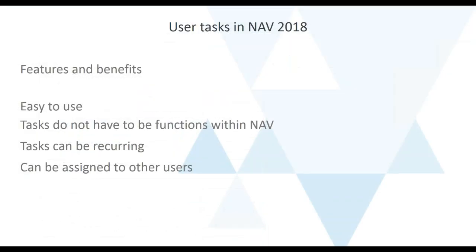So that really finishes off our overview of the Outlook add-in for NAV 2018. The next area we're going to look at is user tasks. User tasks are easy to use. They will appear on your role center. Tasks don't have to be functions in NAV. They can just be reminders or tasks related to your work. And tasks can be one-off or recurring. Tasks can be assigned to yourself or to other users.